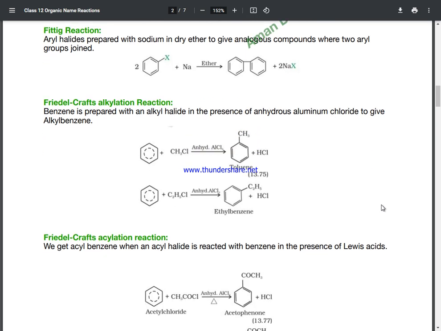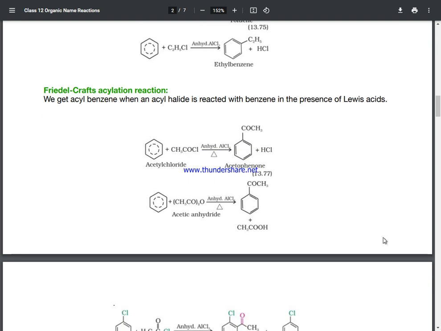Friedel-Crafts alkylation reaction. Benzene is treated with an alkyl halide in the presence of anhydrous aluminium chloride to give alkyl benzene. Friedel-Crafts acylation reaction. We get acyl benzene when an acyl halide is reacted with benzene in the presence of a Lewis acid.